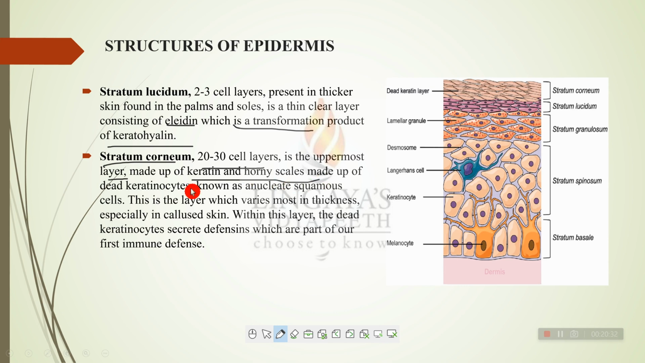It is made up of keratin and horny scales made up of dead keratinocytes. The human stratum corneum comprises several layers of flattened corneocytes. Here you can see that they are divided into two sublayers, stratum disjunctum and stratum compactum. Alright, the skin's protective acid mantle and lipid barrier sit on the top of stratum disjunctum.